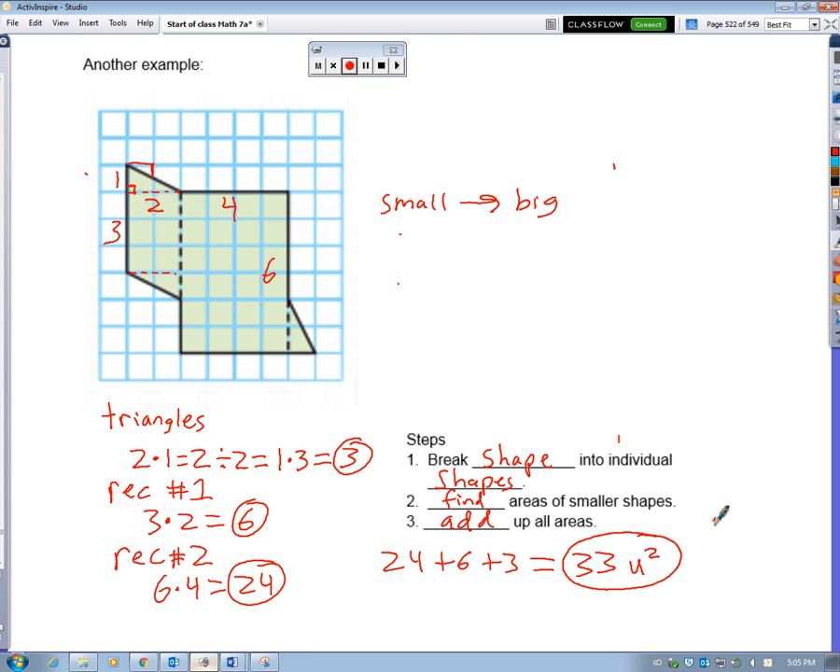Alright, there is your first lesson on composite shapes. We'll work on this some more in class. I have a project for you that we're going to be doing with this when you come to class again, so look forward to that. And then we'll be moving on to the second part of the area of composite shapes.